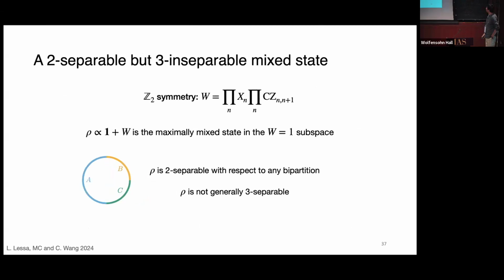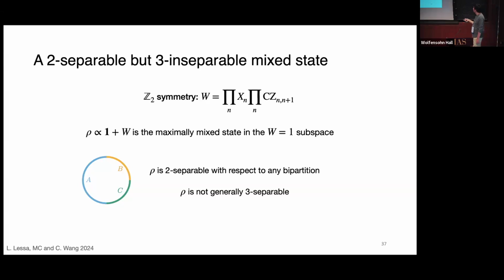A fun consequence of this theorem is that you can come up with mixed states in 1 dimension which are bipartite separable, but not tripartite separable. It's very easy to write down the state. You take this operator and write down the maximally mixed state in the subspace where W is 1. So it's proportional to 1 plus W, which is a projector into that subspace, and you normalize it to be a density matrix.